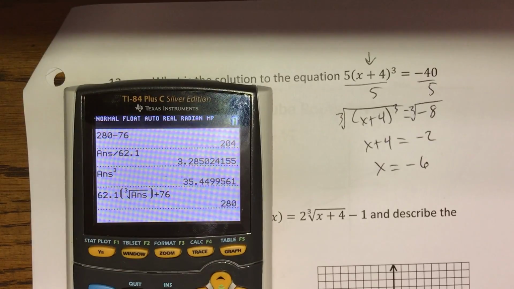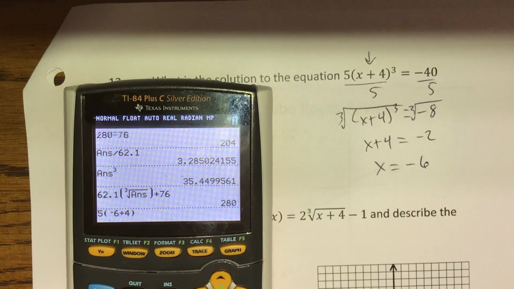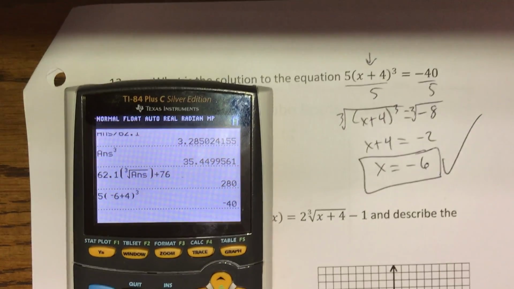And again, it's always a good idea to check your work. And so 5 times negative 6 plus 4 cubed gets negative 40. It checks. That is the correct answer.